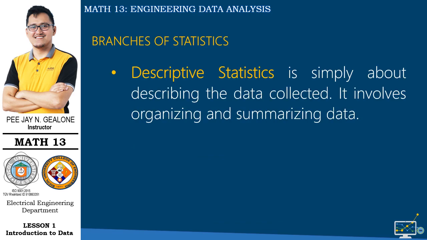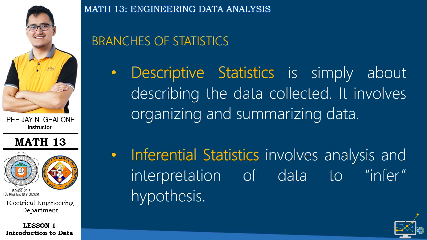As you may recall, in your high school, we have two major branches of statistics. Number one is the descriptive statistics, which is simply about describing, that's why it's called descriptive, so describing the data collected. It involves organizing and summarizing your data. The second branch of statistics is the inferential statistics. It involves the analysis and interpretation of your data in order for you to infer a hypothesis. So it's important that when you have the data, after you analyze it, you make a guess, okay? You make a hypothesis or prediction about the population based on the results of your analysis and interpretation. In this particular course, we will first discuss descriptive statistics, then later on we will also be discussing the inferential statistics.